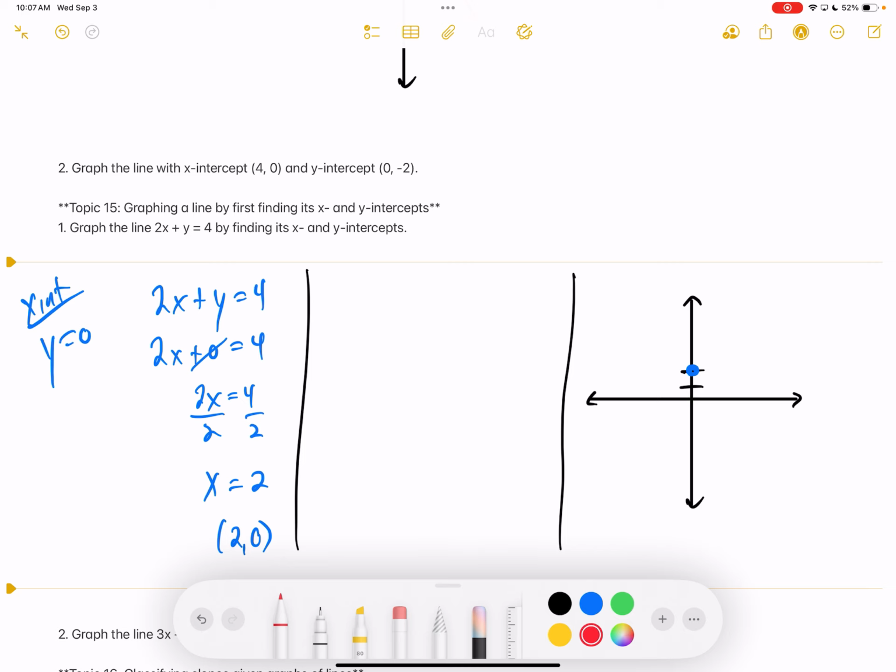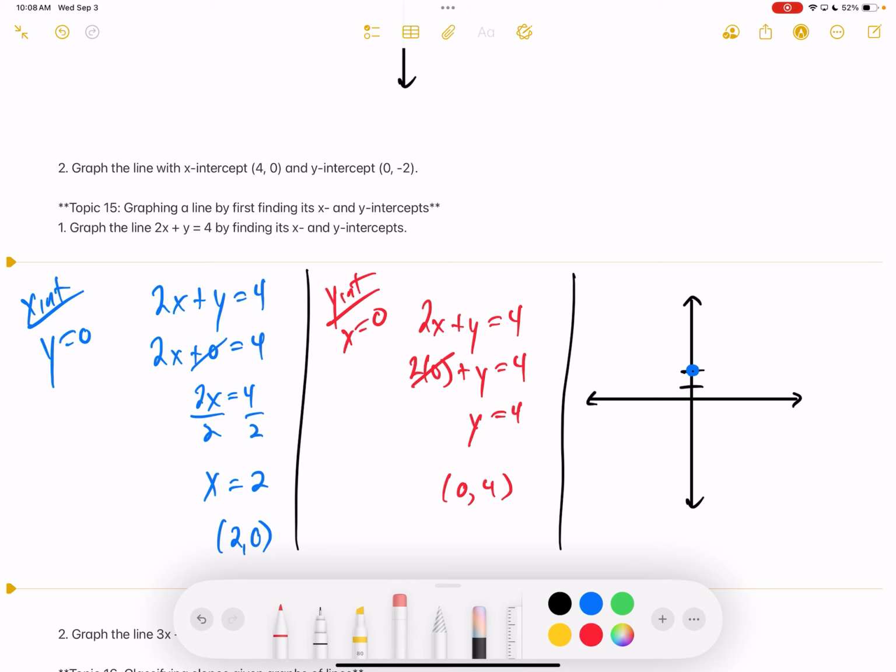Okay. So now let's find our y-intercept. Our y-intercept, we make x be 0. So 2x plus y equals 4. I make x be 0. 2 times 0 just goes away, so I have y equals 4. So these are at 0, 4. Oh, and I put that x-intercept on the y, didn't I? No one stopped me.